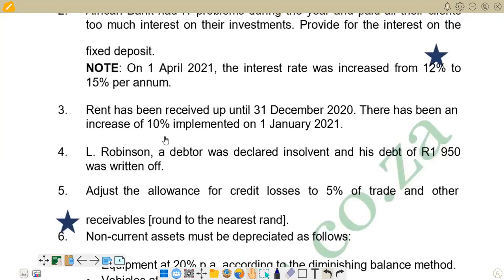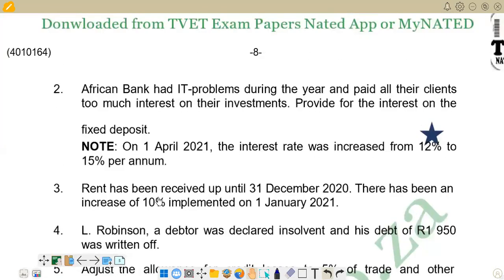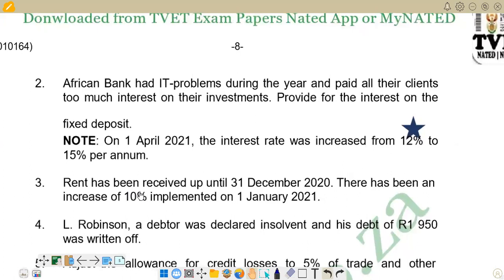So if you come right on item 2, we have got something about fixed deposit there. They are saying African Bank had IT problems during the year and paid all their clients too much interest on their investment, provide for the interest on the fixed deposit. And then we've got a note which is saying on 1 April 2021, the interest rate was increased from 12% to 15% per annum. You see now, there is an adjustment that is there.